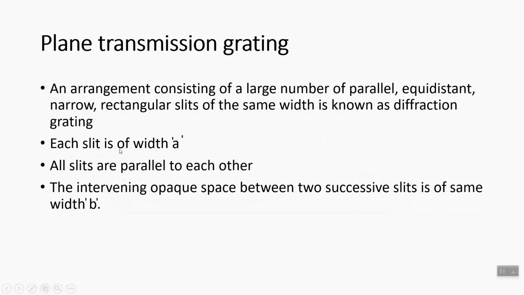Each slit is of width A. All slits are parallel to each other. The intervening opaque space between two successive slits is of the same width and it is represented by B.